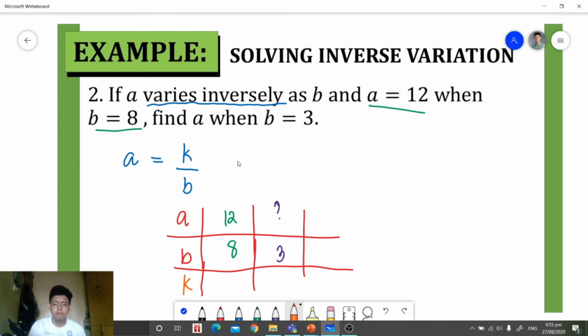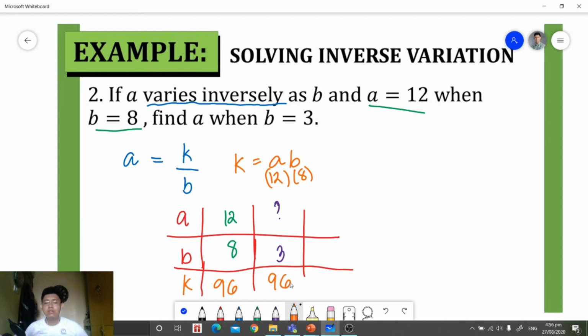To get the constant variation, we need to multiply both sides by b. So we have k is equal to a times b. Take note, the constant variation for our inverse variation will be the product of dependent and independent variable. So in this case, we have 12 times 8. That will be equal to 96. All pairs of a and b will have a constant variation of 96.